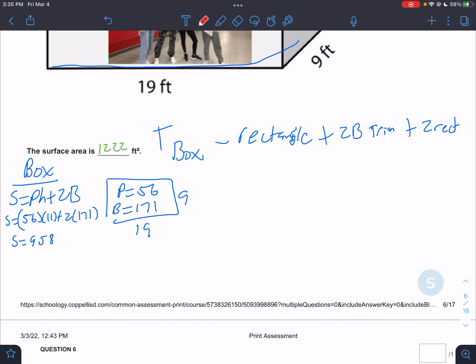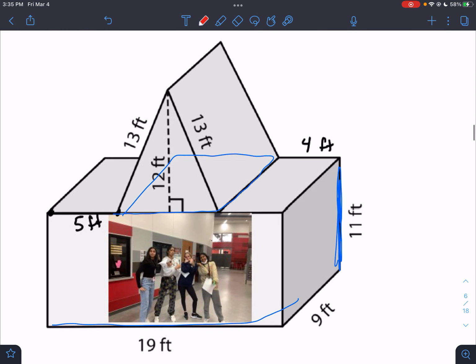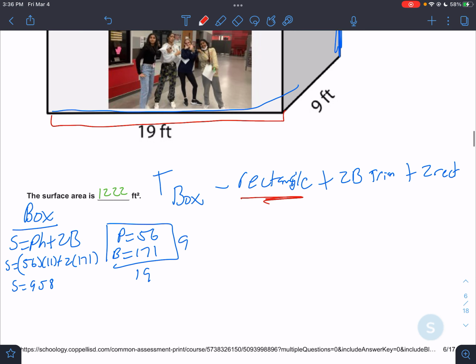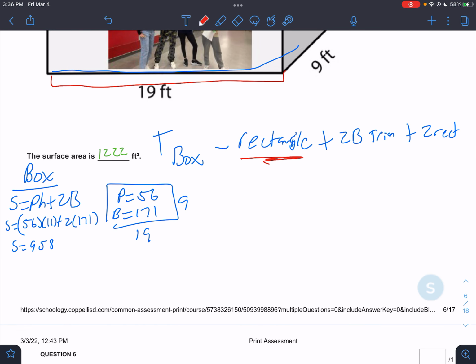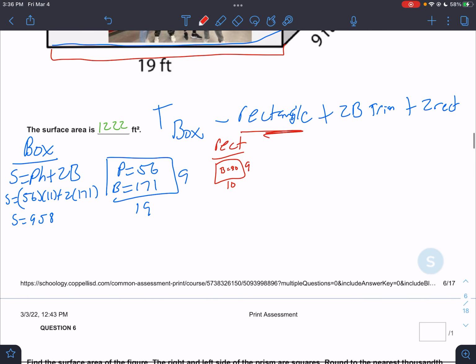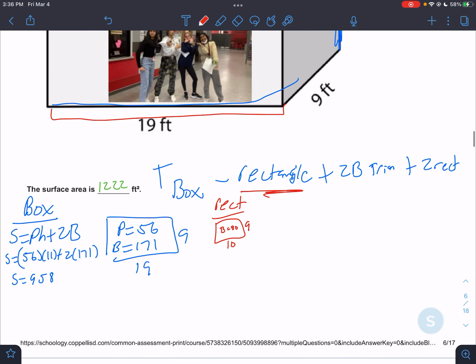Okay, then I'm going to work on this one rectangle. And we got to figure this out. So I know the entire bottom is 19. I know that this much is 5 and this much is 4. That means that this must be 10. And I know from front to back it's 9. So the rectangle in question is 10 by 9, which means its area is 90. Okay, got the rectangle. I'm going to subtract that rectangle.